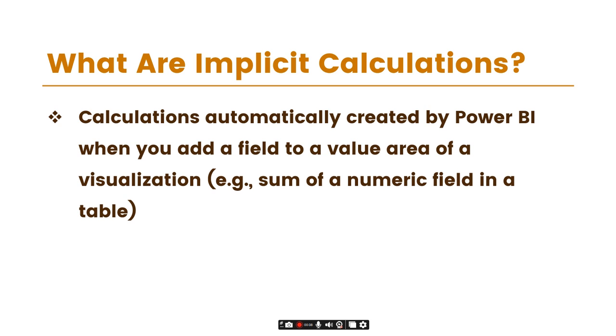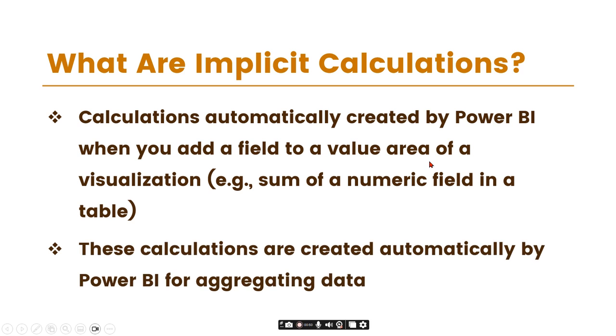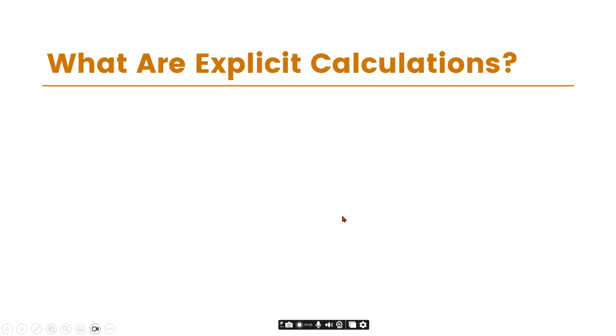Implicit calculations are automatically created by Power BI when you add a field in the visualization. Let's see practically in the next slide how we can create these implicit calculations. But first, let's understand what they are. These calculations are created automatically when we drag and drop in the visualization, so they get aggregated automatically.